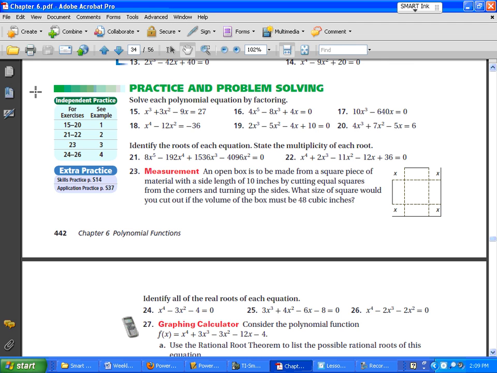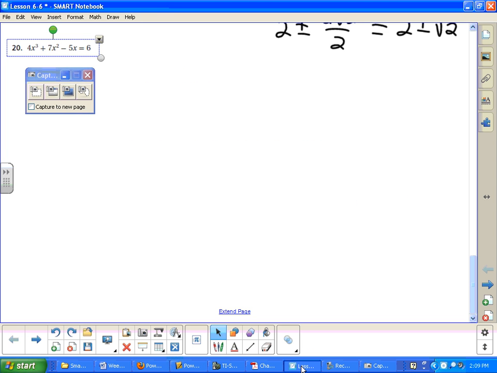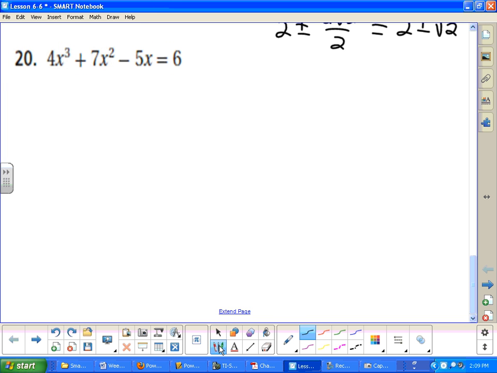All right, number 20. Do you want me to do number 20 or not? Okay, so first thing we write it, get everything on the same side. Can I factor this? All right, so I have to graph it.